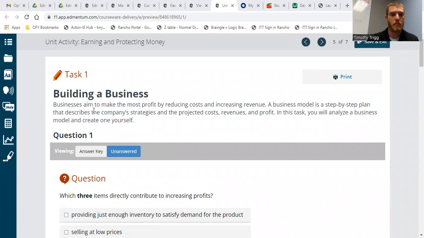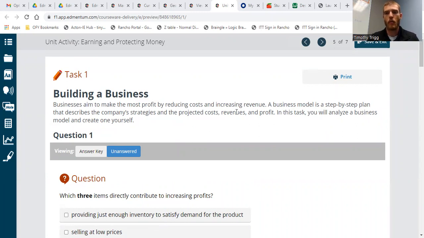Businesses aim to make the most profit by reducing costs and increasing revenue. A business model is a step-by-step plan that describes the company's strategies and the projected costs, revenues, and profit. In this task, you will analyze a business model and create one yourself.